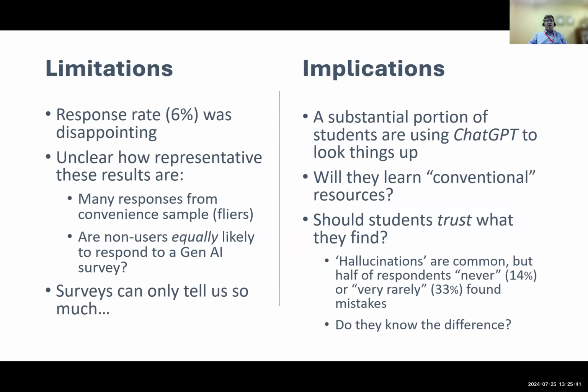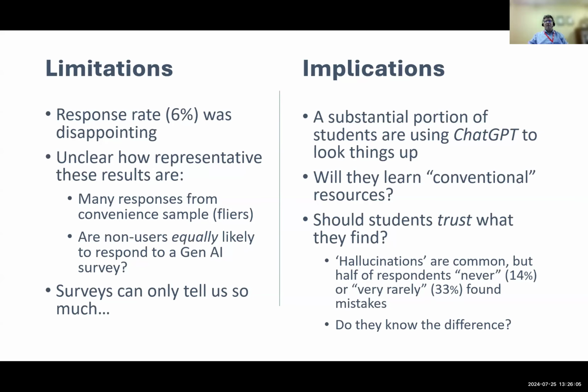As Emily just pointed out, we got back a lot of folks saying they use these applications, but maybe those were just folks that were really excited about Gen AI, and that's why they responded to the survey. And we do understand that even though we think surveys are a good measure of this kind of thing, surveys are still kind of a blunt instrument. But the big implication is that students are using ChatGPT to look things up.